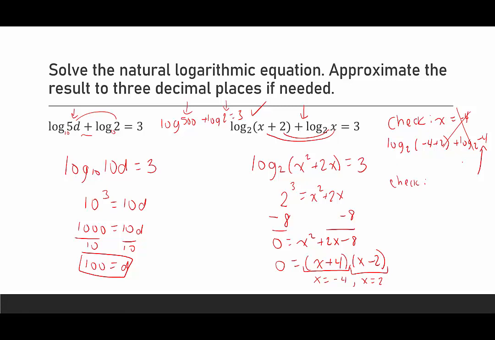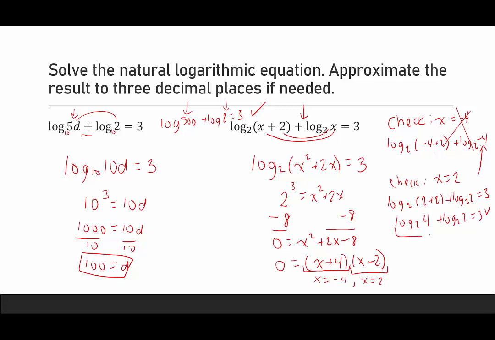Once you go to combine the logarithms, the negative times the negative will turn that argument positive, but there's a block from the beginning because negative 4 was never going to be an allowable value for x. If we just check 2, we get log base 2 of 2 plus 2 plus log base 2 of 2 equals 3. This one looks good because here we have log base 2 of 4 plus log base 2 of 2. Yeah, I think this one's going to be solid.